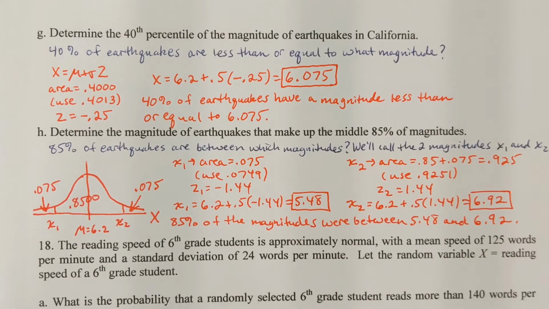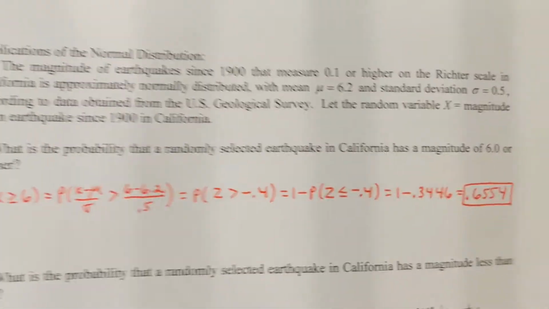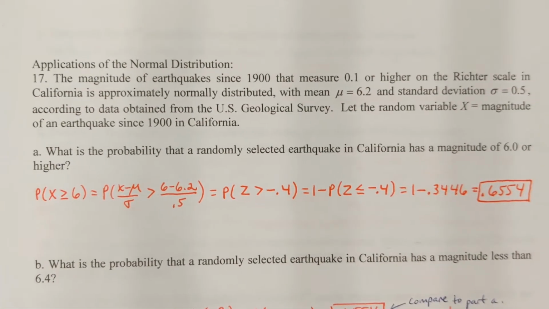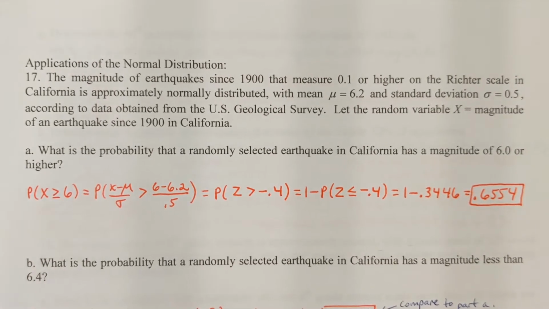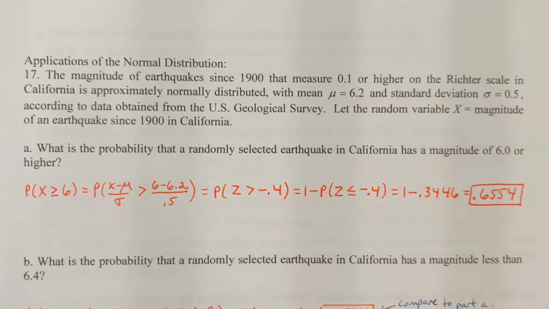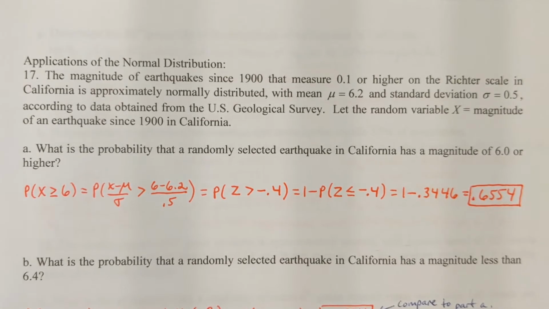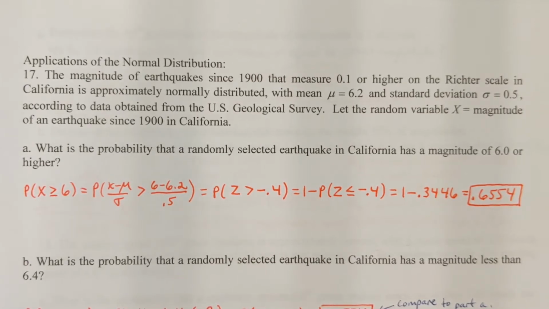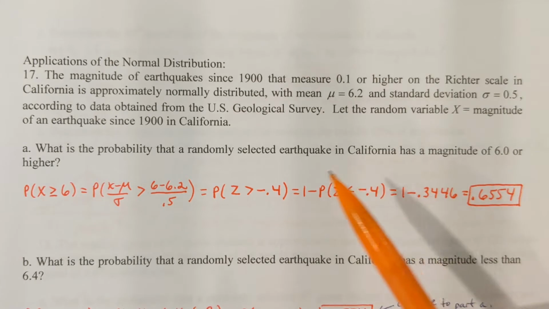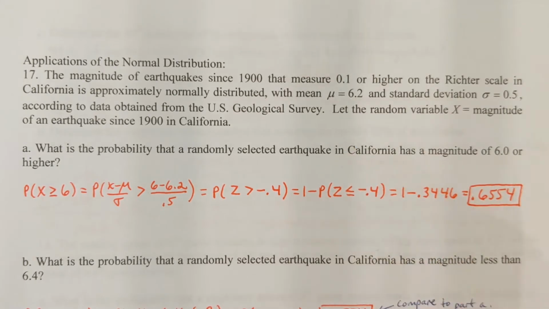Okay, I'd like to finish up section 7.2 now. We're looking at applications of the normal distribution, and I had started problem 17. Just to recap that here, it says the magnitude of earthquakes since 1900 that measure 0.1 or higher on the Richter scale in California is approximately normally distributed with a mean of 6.2 and a standard deviation of 0.5. We're going to let the random variable x represent the magnitude of an earthquake since 1900 in California.